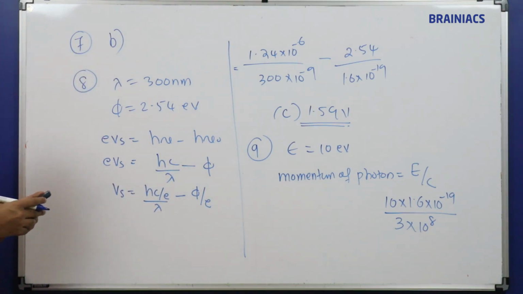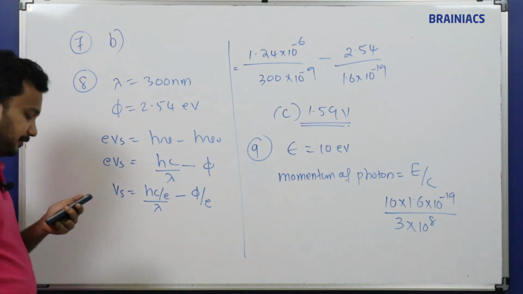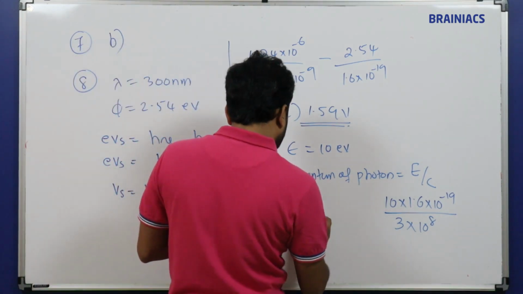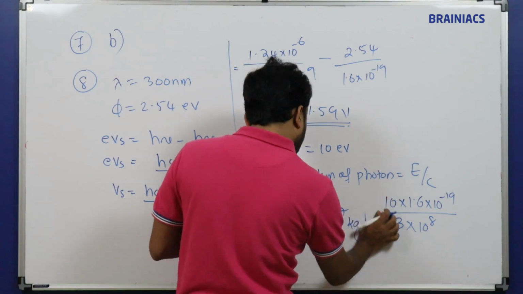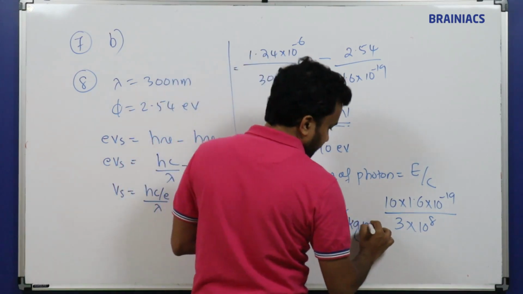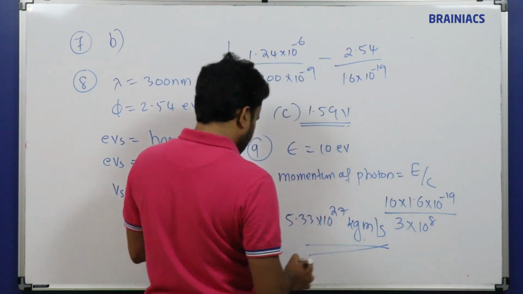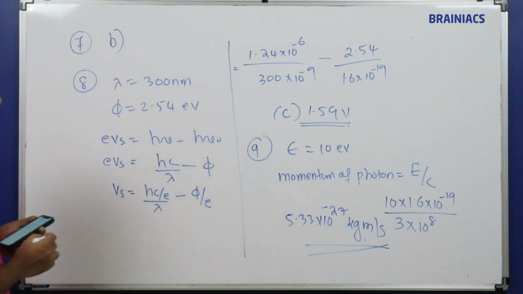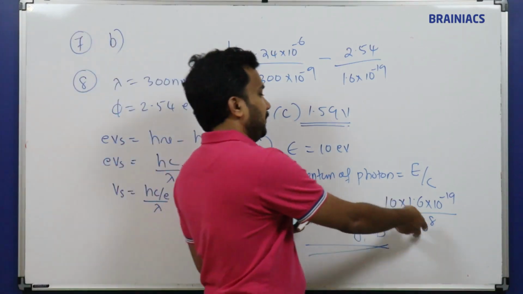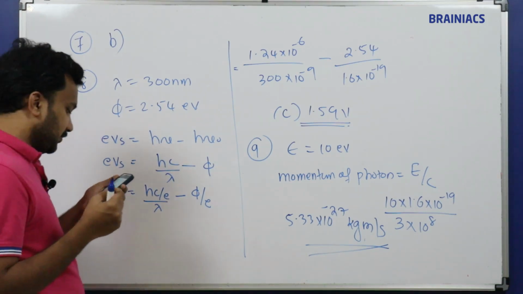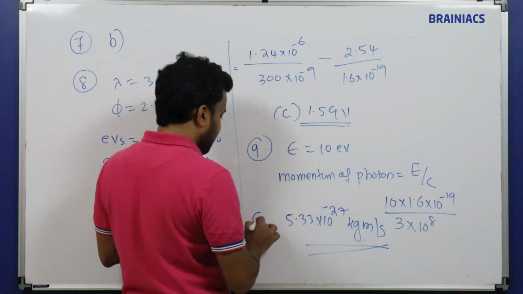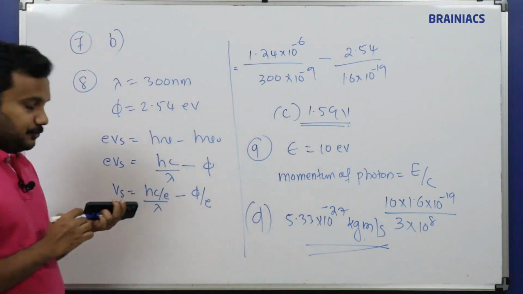So for this ninth question, 5.33 into 10 power minus 27 kilogram meter per second. That is 10 into 1.6 divided by 3, so 5.33 into 10 power minus 27 kilogram meter per second. This matches with the ninth one. Option D is the right answer for the ninth question.